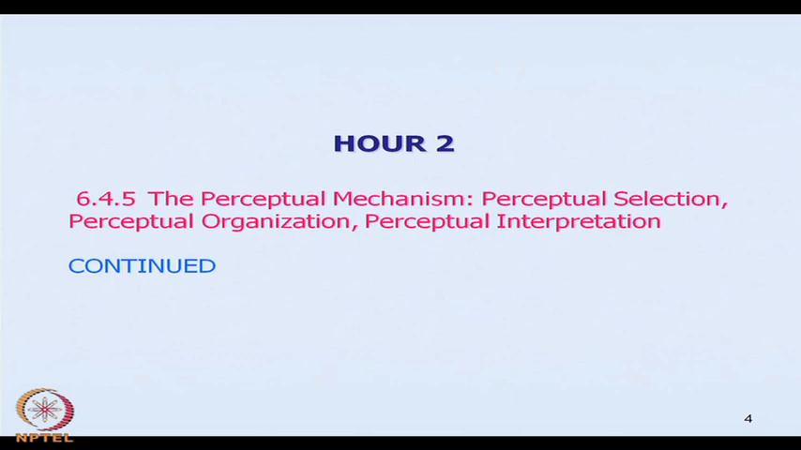We also discussed sensory threshold, absolute thresholds and differential thresholds, and we discussed certain concepts of perceptual selectivity like perceptual defense, perceptual attention, response salience and response disposition. So today we will continue with our discussion on the perceptual mechanism, and we will move to perceptual organization.